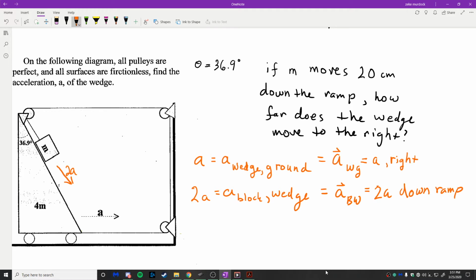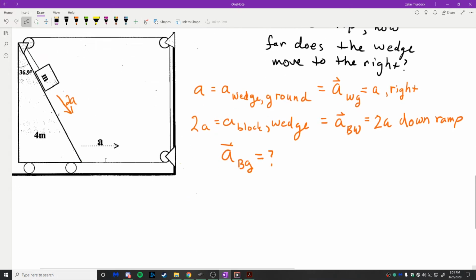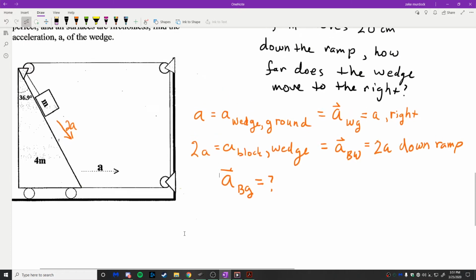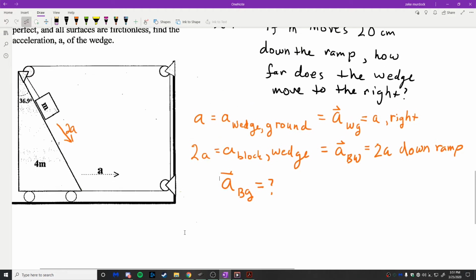But there's another thing that we need to calculate here, which is the acceleration of the block relative to the ground. That's the next thing we want to calculate then. What is the acceleration of the block relative to the ground? All right. Can anyone tell me how you would find that?